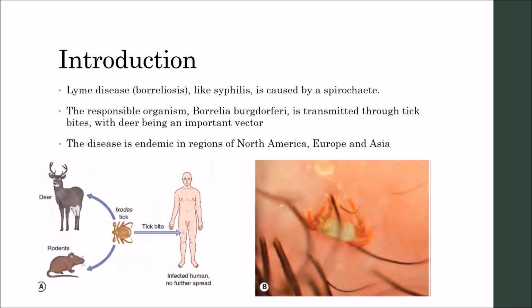The diagrams here show the transmission of Borrelia burgdorferi from deer and rodents to the tick, and eventually the tick bites the human being, and the resultant vector is transmitted. The other figure here shows the presence of a tick in an eyelash, which can be an important finding on the slit lamp examination.